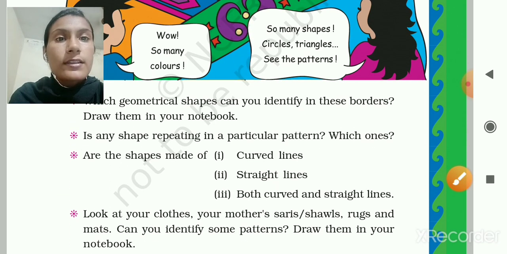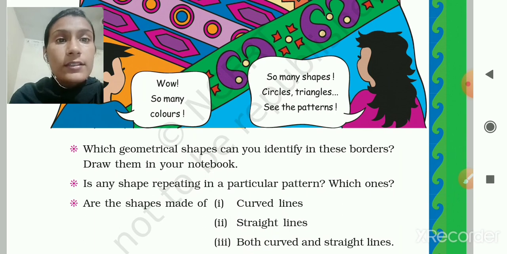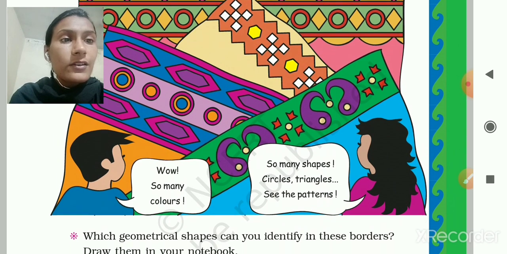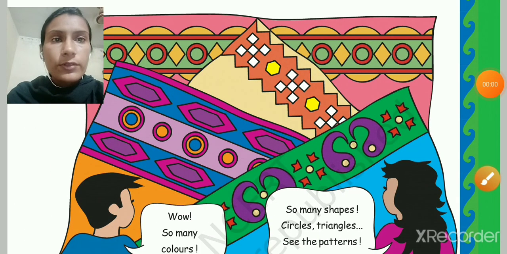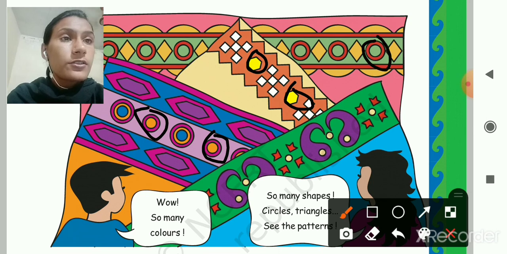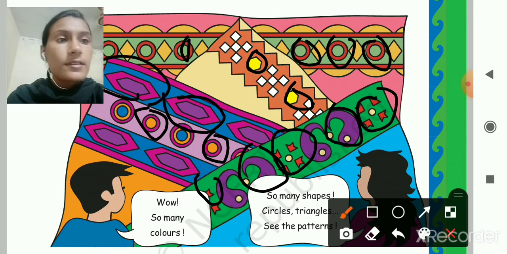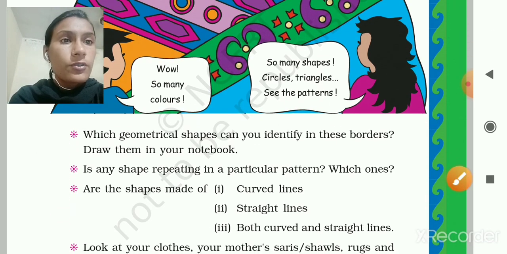The next one is, is any shape repeating in a particular pattern? Here we have to find out which shape is repeating in these patterns. So let's see. You can see this shape is repeating, then this shape also is repeating, here also this shape is repeating, then this shape also is repeating, this one also is repeating. So these shapes you have to draw in your notebook.